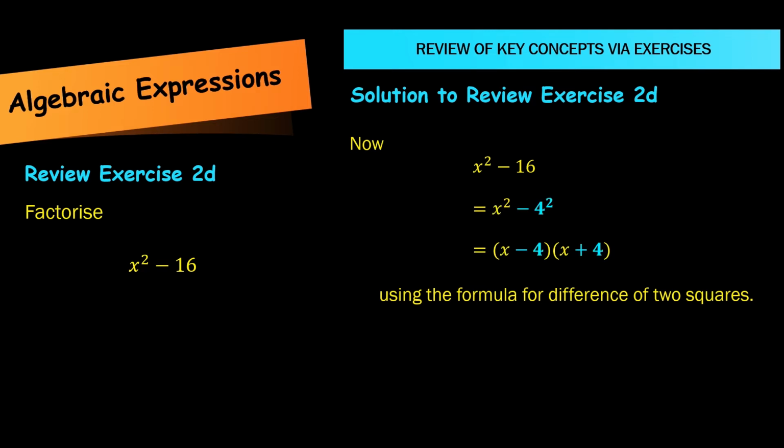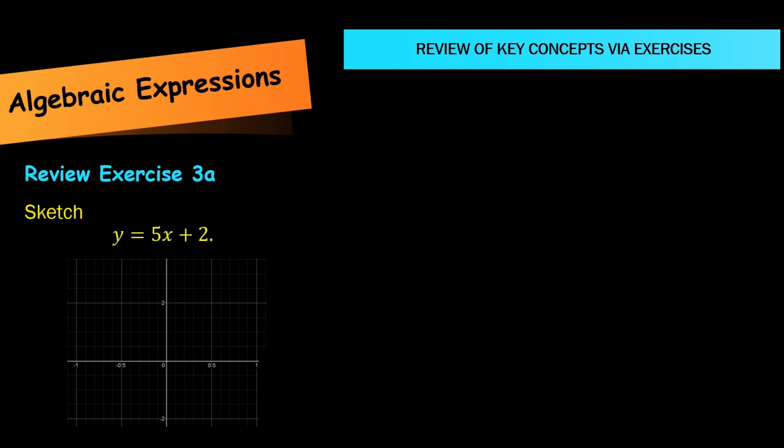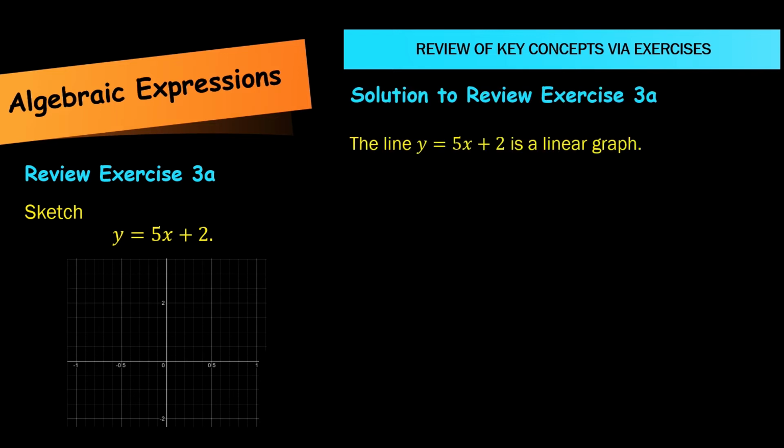Now for exercise 3a, sketch the graph of y equals 5x plus 2. Clearly the line y equals 5x plus 2 is linear. So we find any 2 points on the graph and join them. The easiest 2 points to find are usually when x is 0, what's y, and when y is 0, what's x.